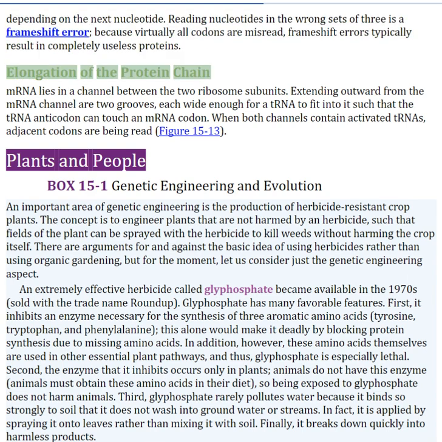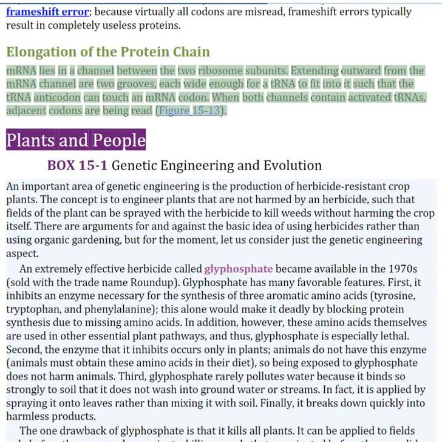Elongation of the protein chain. mRNA lies in a channel between the 2 ribosome subunits. Extending outward from the mRNA channel are 2 grooves, each wide enough for a tRNA to fit into it, such that the tRNA anticodon can touch an mRNA codon. When both channels contain activated tRNAs, adjacent codons are being read.